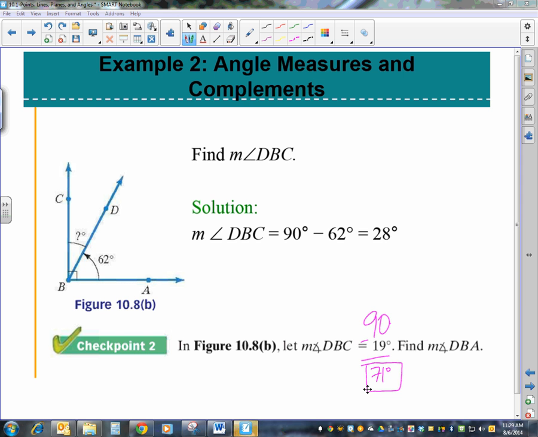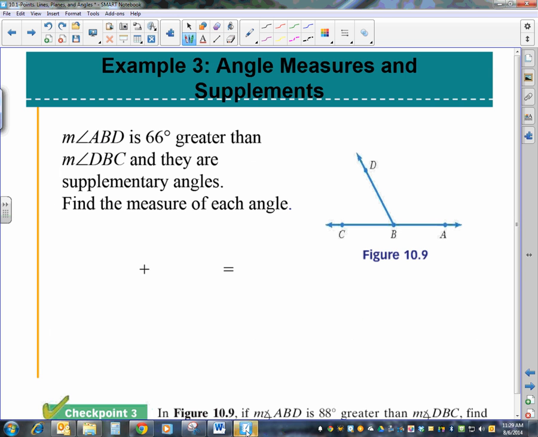Let's look at the next example. We have the measure of angle ABD is 66 greater than the measure of angle DBC, and they are supplementary angles. So find the measure of each angle. Again, we have our solution. I'm going through quickly. It's in your book. You can look at it. You can rewind, speed it up, whatever you need to.